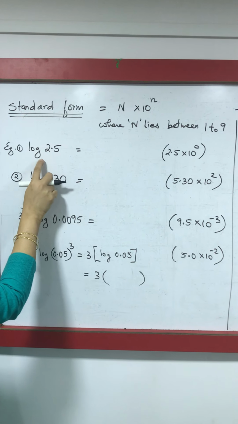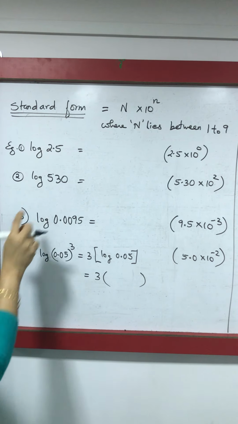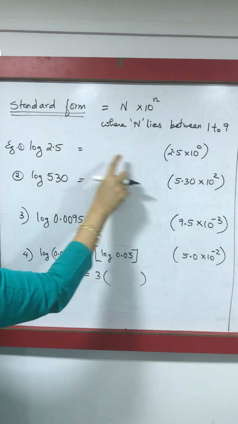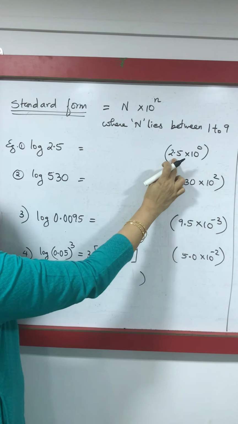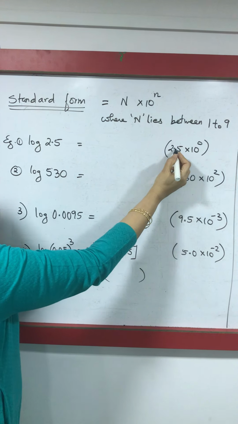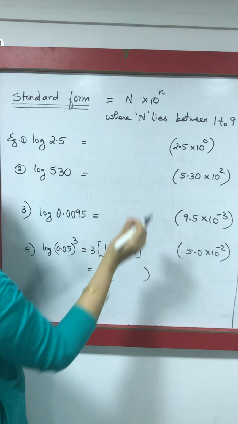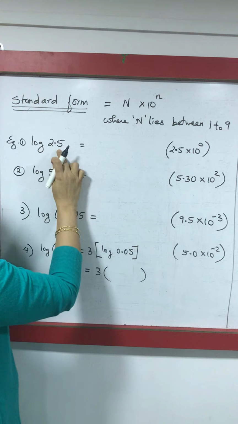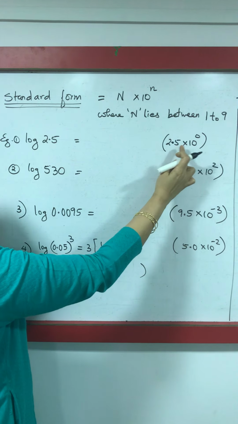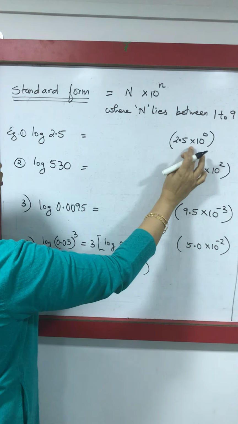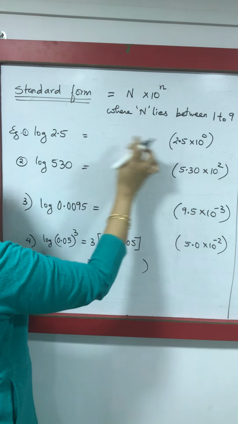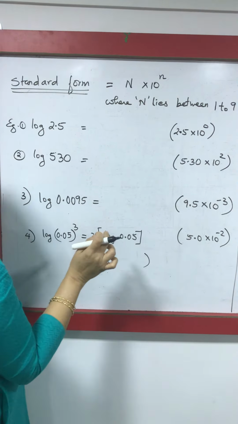If I ask you to find the log of 2.5, then first we need to write this 2.5 in standard form. This is already in standard form because the decimal point is after the first non-zero digit. So I can write 2.5 as 2.5 into 10 raised to the power of 0, that is 1. I am not making any change to this number. Now I have to find the log of this.